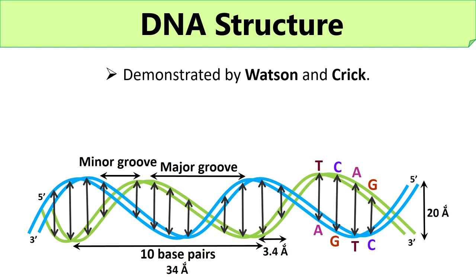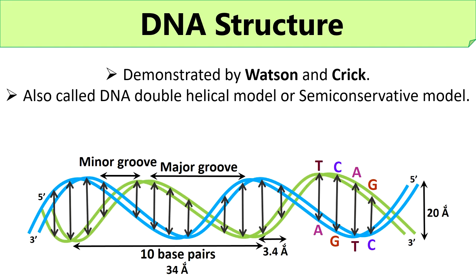Then in early 1953, Watson and Crick studied the physical and chemical properties of the DNA and proposed a double helical model of the DNA, which is sometimes called the semi-conservative model, in which two daughter molecules conserve one parental or old strand and one new strand.